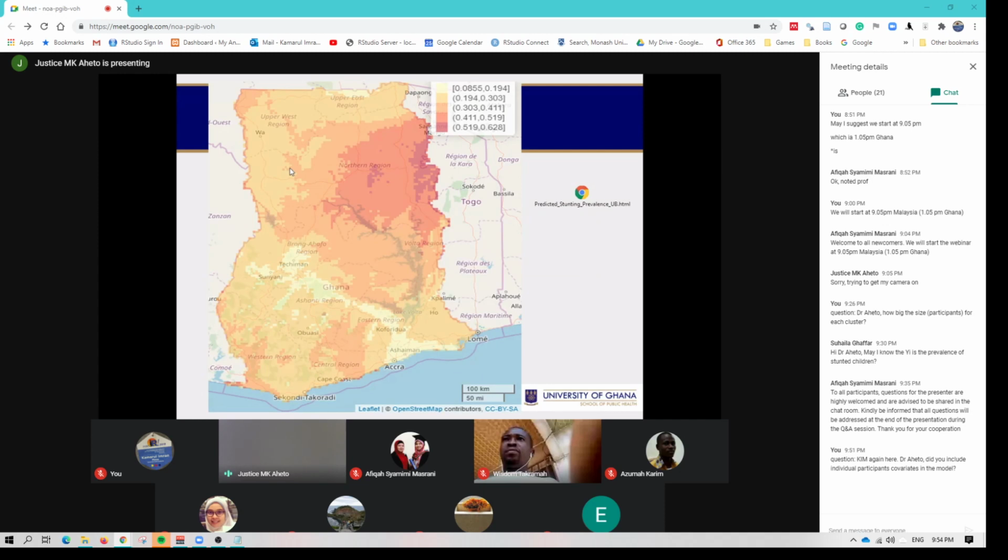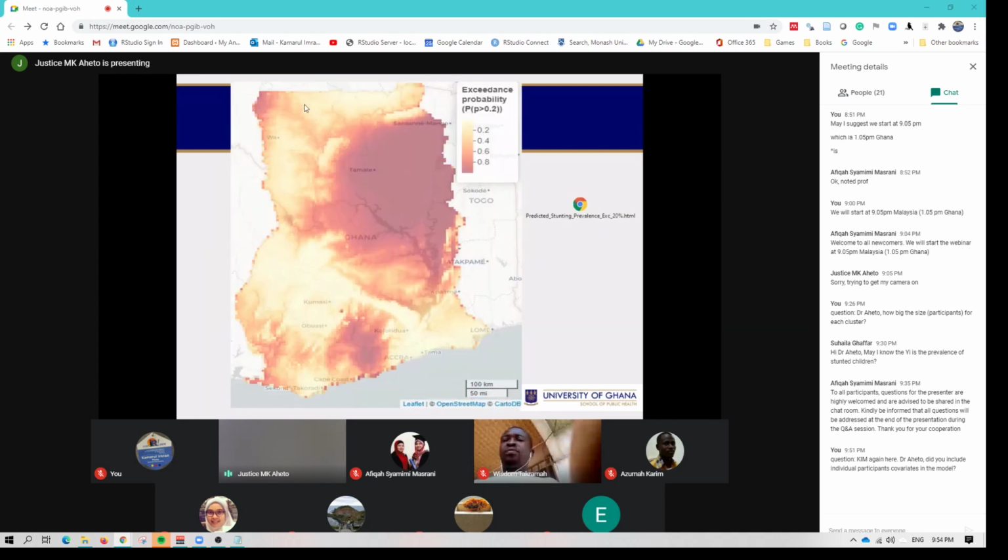Then, of course, we also need to work on the exceedance probability. The one you are seeing over here is measuring the chance that a given child at a given location will exceed the prevalence of 20%. That we are doing in this case. Again, some few places were picked up. The deeper areas are the locations where the chance that the prevalence at a particular location will exceed 20% is very high. Where you have lighter areas, the chance that it will exceed 20% is very low. And where it is close to 50%, that's a high uncertainty.